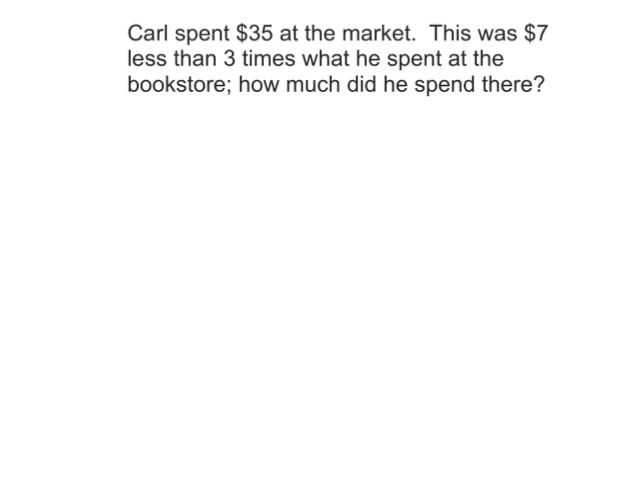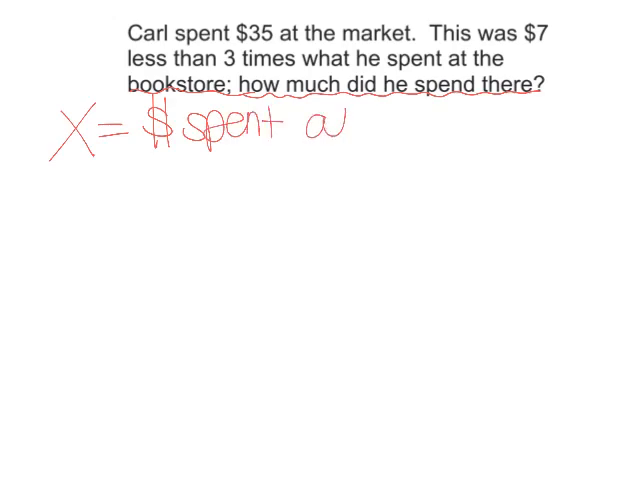All right, another problem. Carl spent $35 at the market. This was $7 less than 3 times what he spent at the bookstore. How much did he spend there? All right, so we're noticing a theme with the spent here. So step 1 is to find our variable. So x, what are we trying to find? The x is what we're trying to find. How much did he spend there, which is at the bookstore? So x is the money spent at the bookstore.